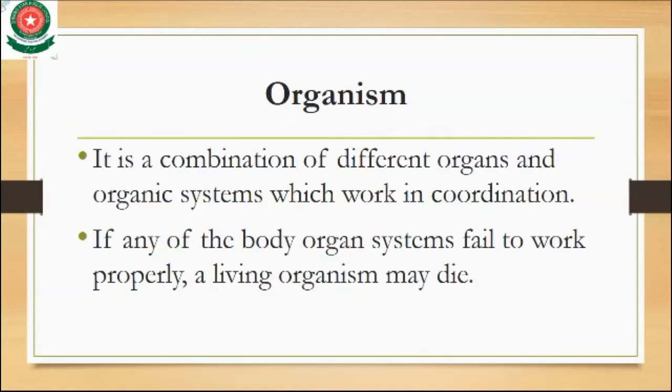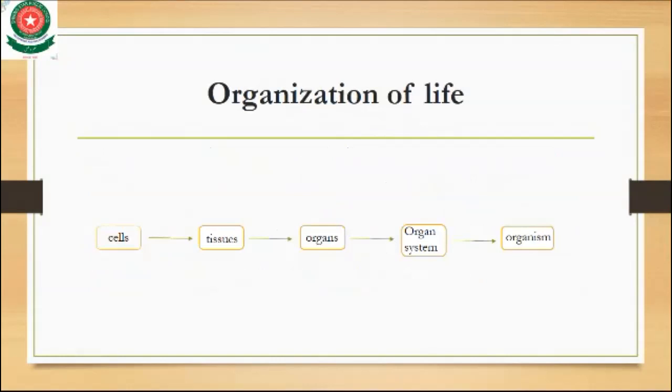Next is the organization of life. First is the cell. When cells join, they make a tissue. When tissues join, they make organs. When organs join, they make an organ system. And when we join all the organ systems, they make an organism. Okay.